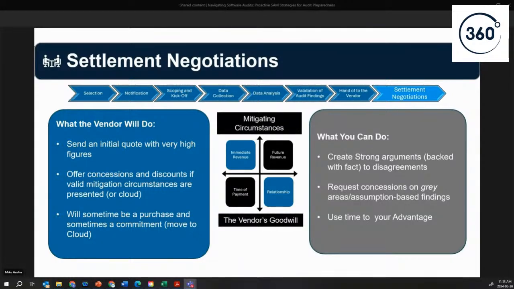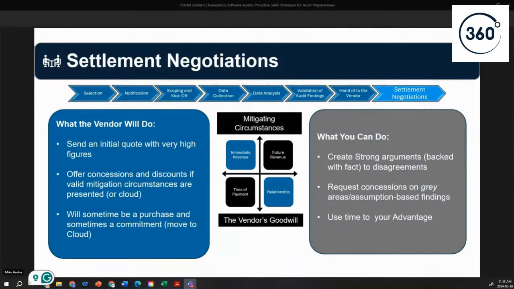They might offer some concessions or a little bit of discount based on some of those things that you said in there. A lot of the times they'll want you to purchase, and maybe sometimes they'll get you to do a commitment to something else, right? So do a big purchase. We'll let you off the hook of 20% of this, but you're going to buy some cloud or something else.